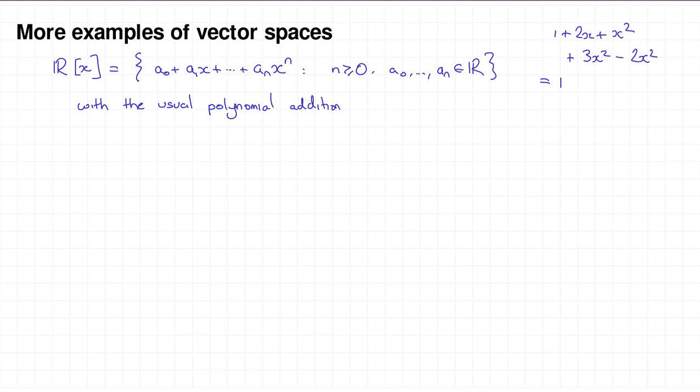1, what do I have? Plus, I wish I hadn't had a x squared there, let's say 3x squared minus 2x, then the answer that I would get is 1 plus 4x squared. That's what I mean by the usual polynomial addition. So the usual polynomial addition and the usual scalar multiplication, this is a real vector space.